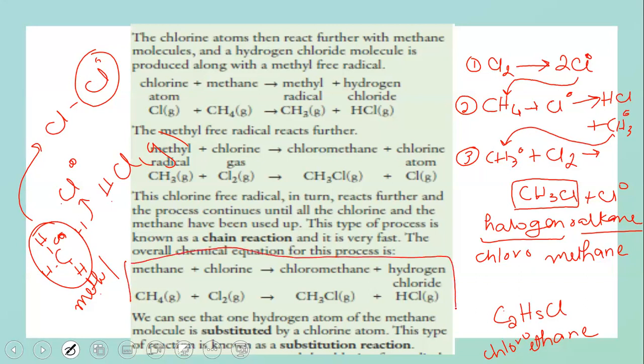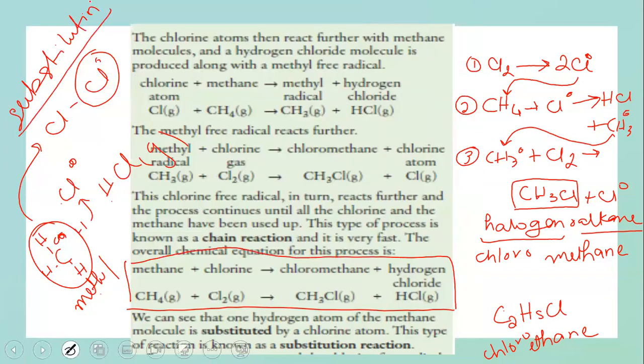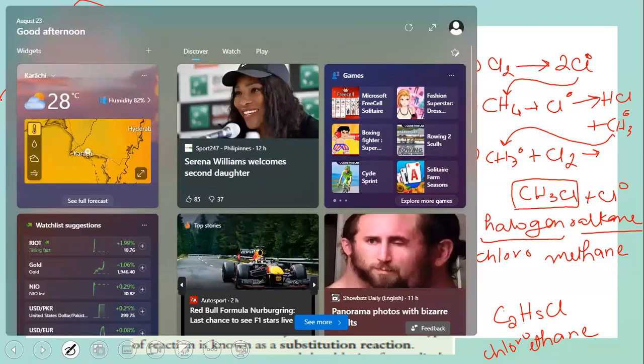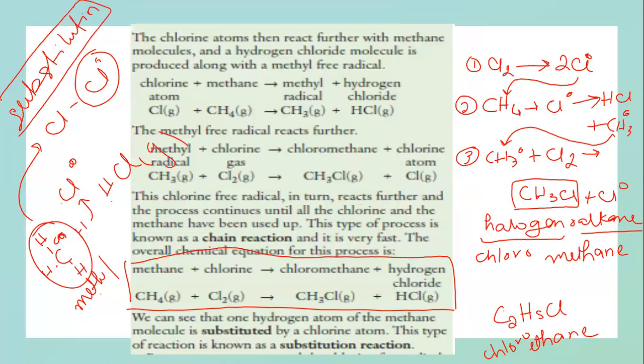And this is the overall equation. If you just want to write the whole process, this is the overall equation: methane will react with chlorine to give us chloromethane and hydrogen chloride gas. What is this reaction called? This reaction is known as a substitution reaction. It's a new type of reaction. It was not there before. And when we do alkenes, you will study an even newer type of reaction, right? This is a substitution reaction.